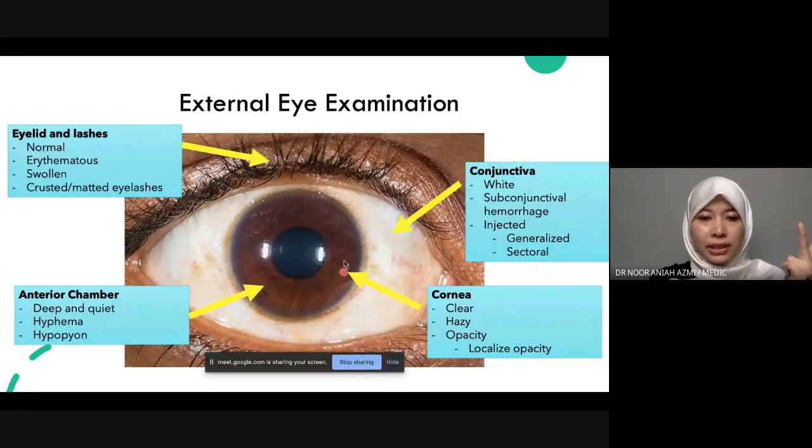How do you know it's clear? You can see how the iris is. This is the iris, right? And then this is just for the pupil, all right? And then you look at the anterior chamber. Is it deep and quiet? Okay, you will be able to see whether it's deep or shallow based on your experience as well. Of course, it's better when you look at it through the slit lamp. Okay, so you must comment on this on the external eye examination, which also includes your lens status and also the pupil as well.